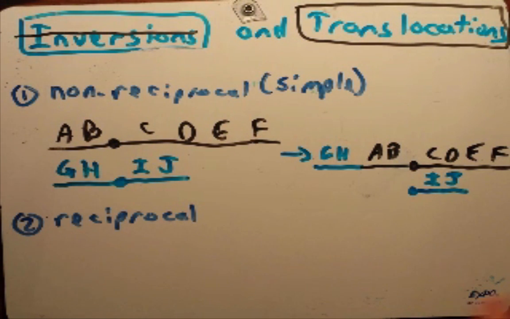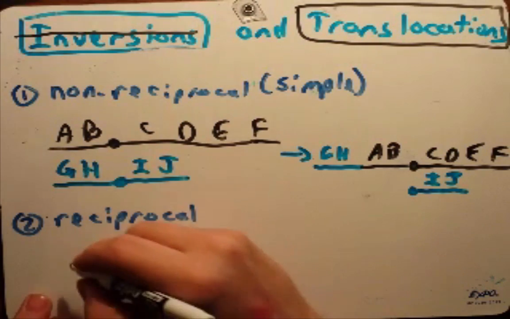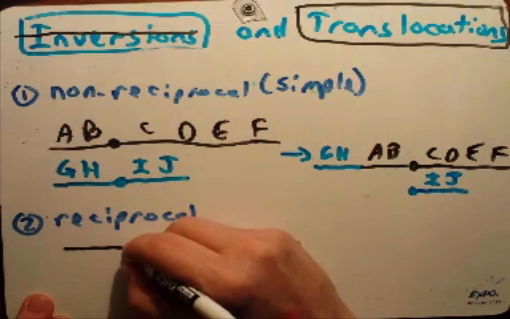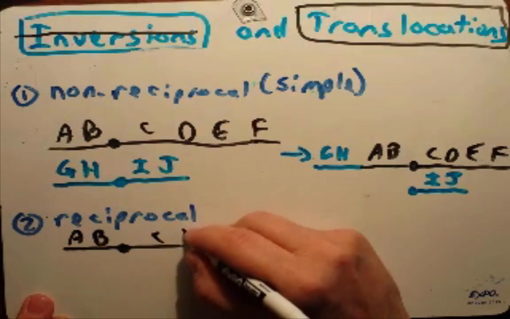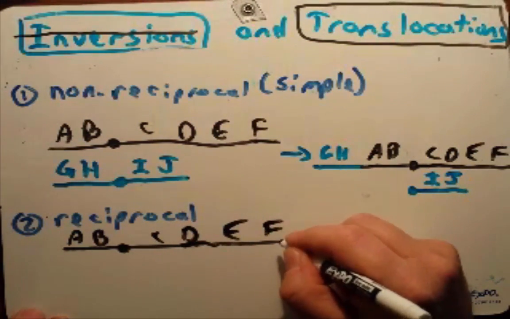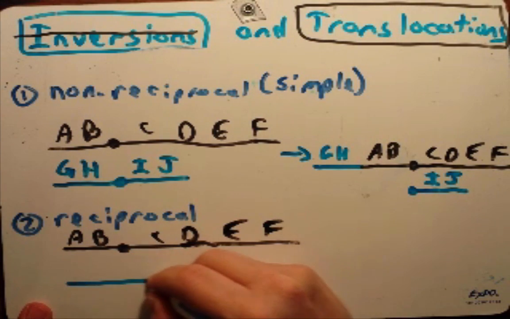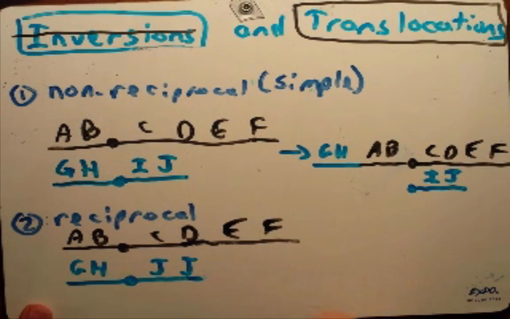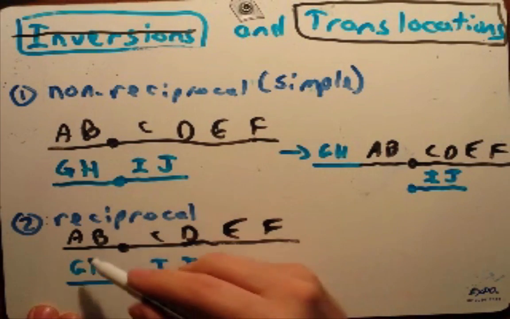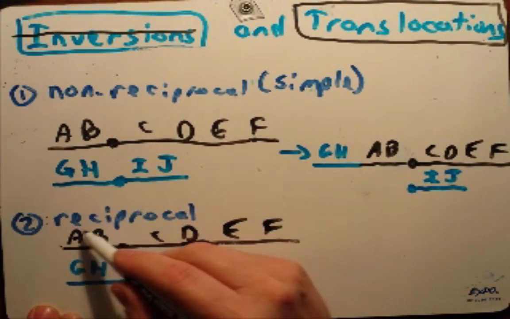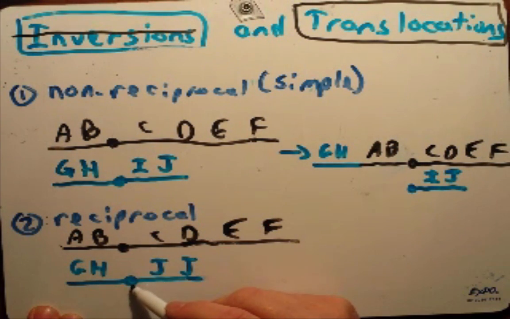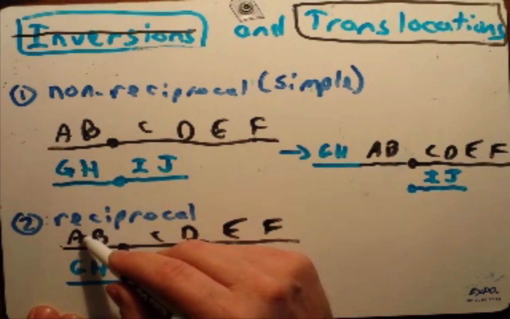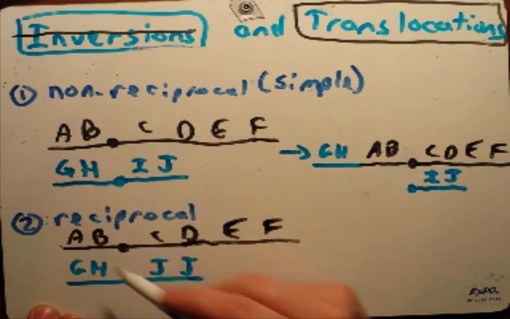We're going to spend most of our time talking about reciprocal translocations. So let's draw our two chromosomes again. A, B, C, D, E, and F. And then we'll draw our smaller chromosome here. G, H, I, J. A reciprocal translocation would be when one part of a non-homologous chromosome moves to another chromosome, and this other chromosome also reciprocates the translocation by adding its component to the original chromosome. So let's draw out what this looks like.